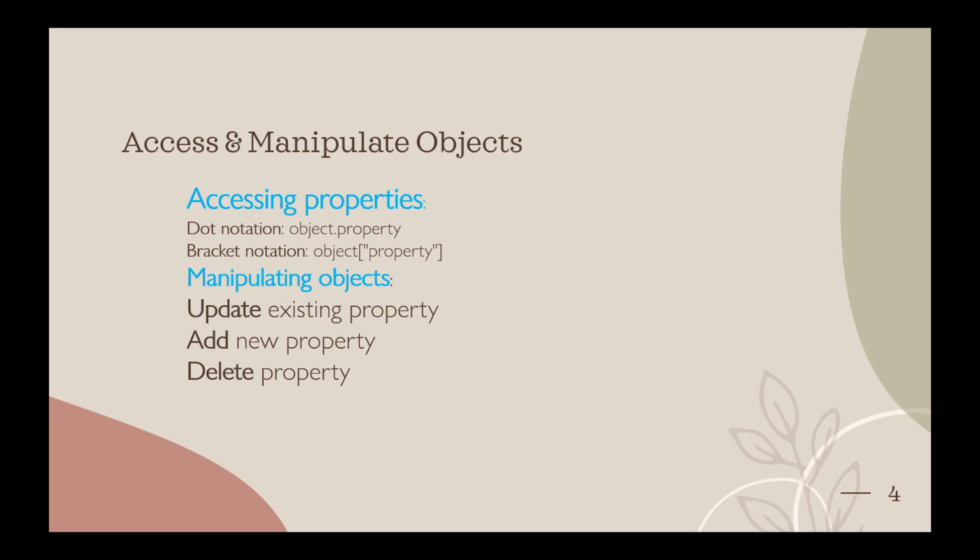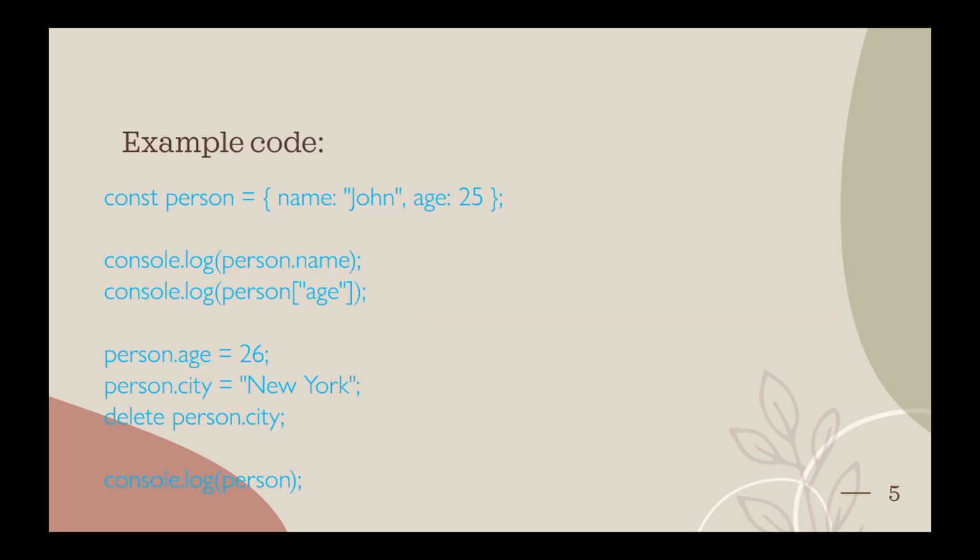you can look at the above example which is displayed on your screen. Here we declared an object and we access the element by using brackets, and we update the person's age as 26, and we add the new property city, New York, and we are going to delete a property by using the delete keyword, and if we print, we can see the output.